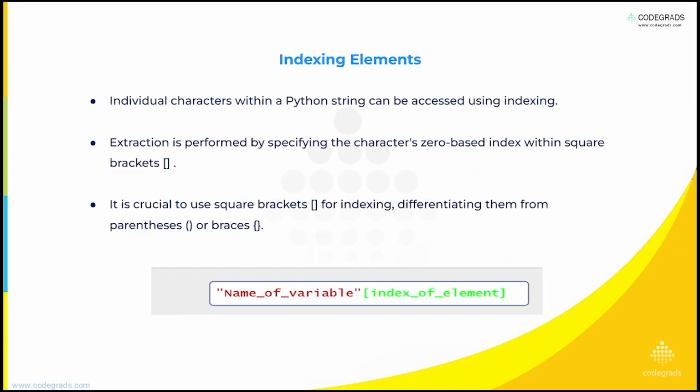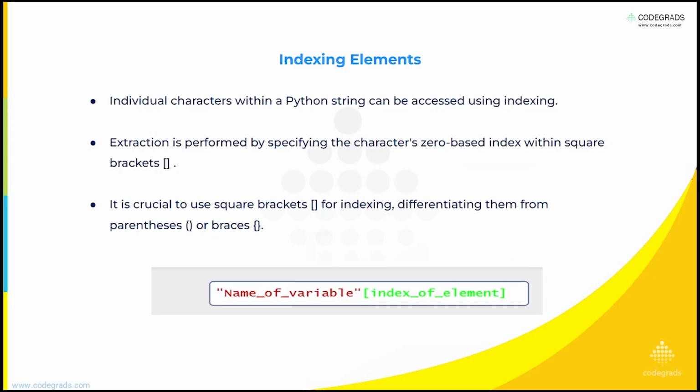Next is indexing elements. Individual characters within a Python string can be accessed using an index. Whenever you want to access any values within a Python string, it can be done using indexing. Extraction is performed by specifying the character's zero-based index within square brackets. Now suppose I say x is equal to "Virat". I know Virat is a string value here because I have put it in double inverted commas, so it is naturally a string value.